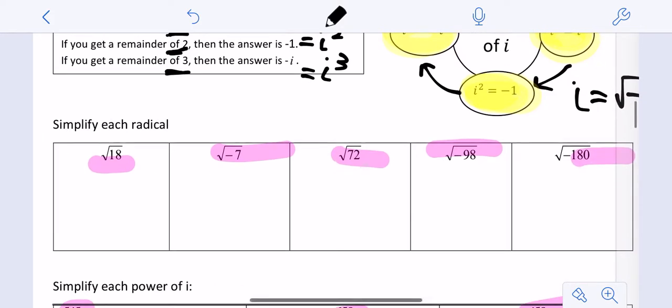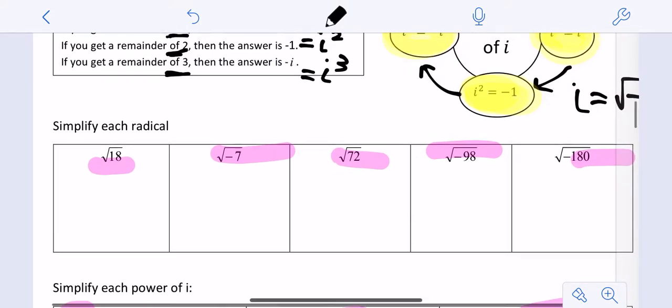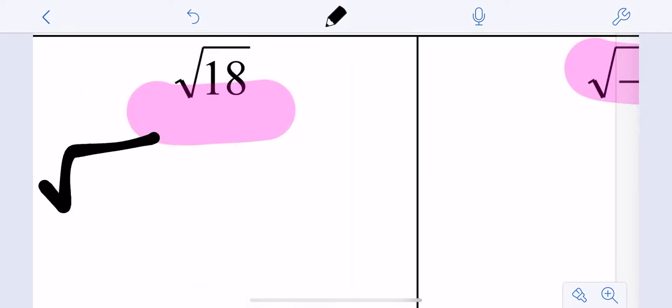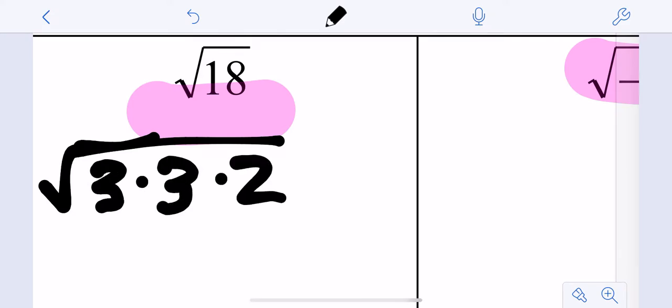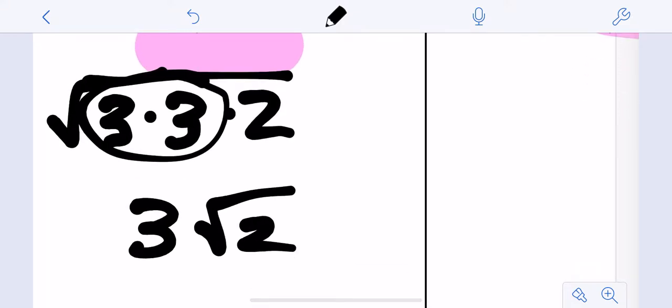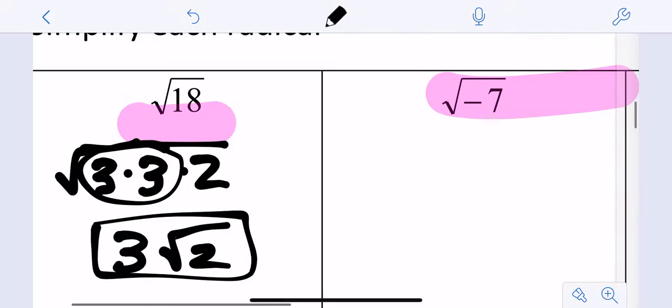So let's simplify a couple radicals. Now the basics of simplifying radicals, remember, is that we're going to take a radical and say, okay, how could I rewrite that as primes? So 18 is 3 times 3 times 2. I see a pair of 3s, so I'm going to take that out. And I don't see a pair of 2s, so that would look like 3√2.